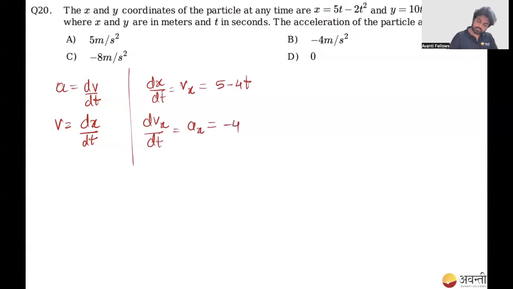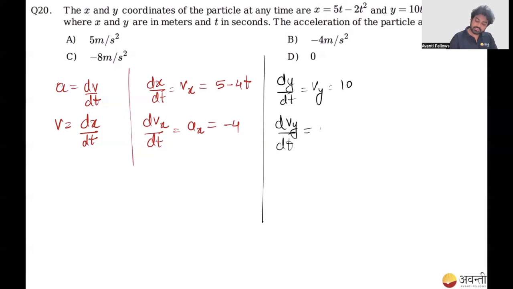If I talk about the y direction, dy by dt, which is velocity in the y direction, that is equal to 10. If I want acceleration in the y direction, differentiation of velocity in the y direction with respect to time is equal to acceleration in the y direction, that is 0. So in y, it has no acceleration. It has acceleration only in the x direction, which is minus 4. Okay. So option B will be the correct answer. Fine.